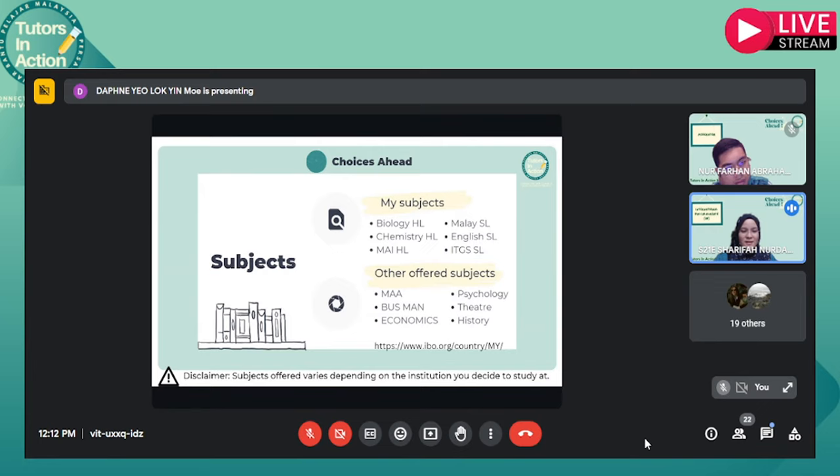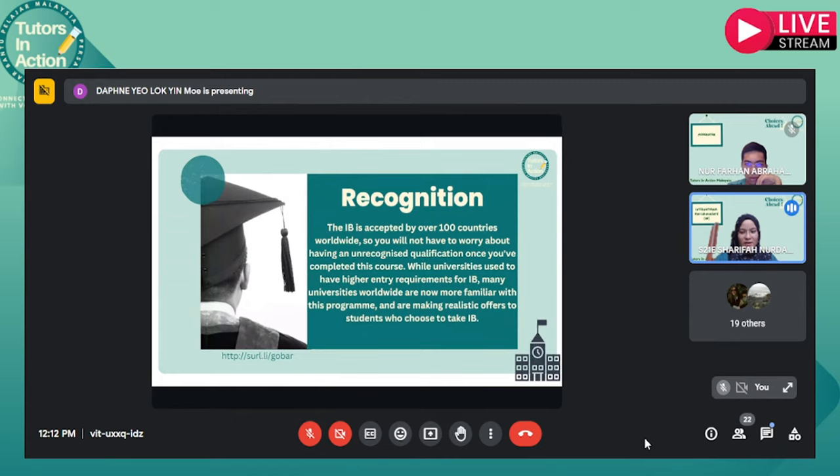There are also other subjects such as maths analysis and approaches, which focuses more on calculus. You also have business management and economics. The three subjects on the right are not provided by my college, which are psychology, theater, and history, but they are provided in other colleges in Malaysia. If you are interested to know more, I attached the link where you can see the offered subjects that IB in Malaysia provides: www.ibo.org/country/mine.